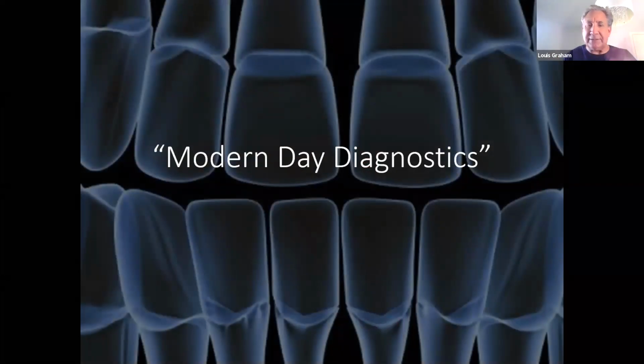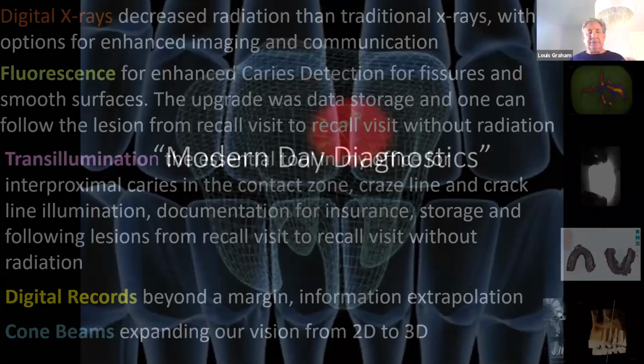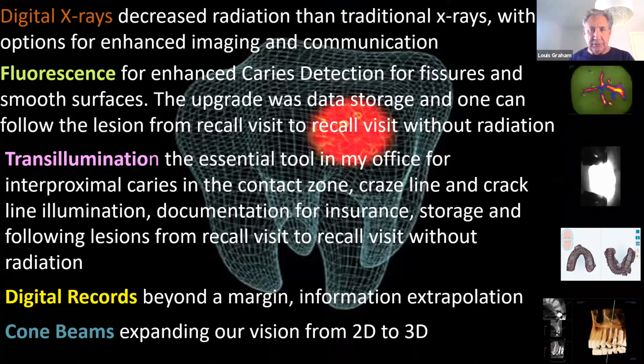So let's go into modern diagnostics. Digital x-rays are one, of course. Number two in my world is fluorescence. It started with DIAGNOdent, and there are other systems out there. I use Spectra from Air Techniques, and that's for caries detection, both occlusally and on smooth surfaces. Transillumination has been huge in my practice for interproximal decay. I can also use it to evaluate cracks, craze lines. It's just a great documentation tool.